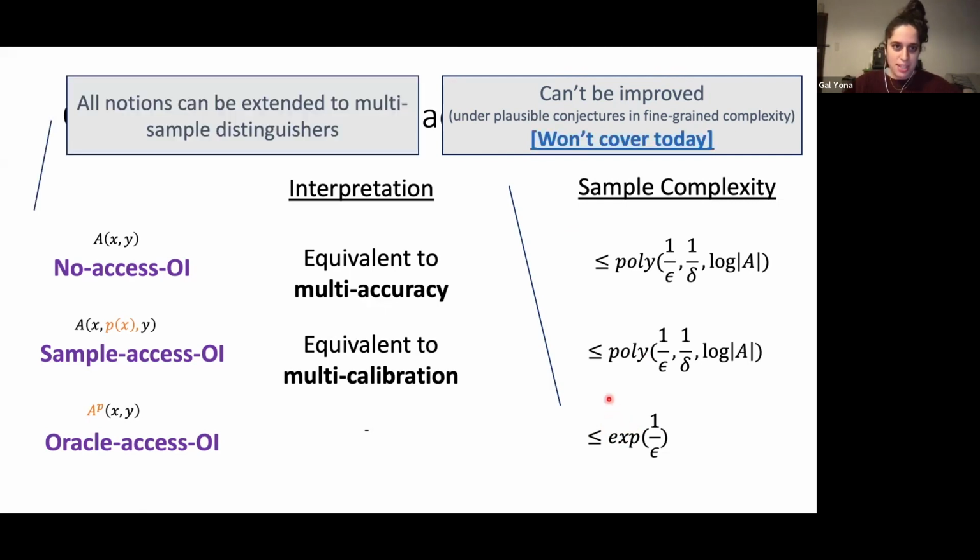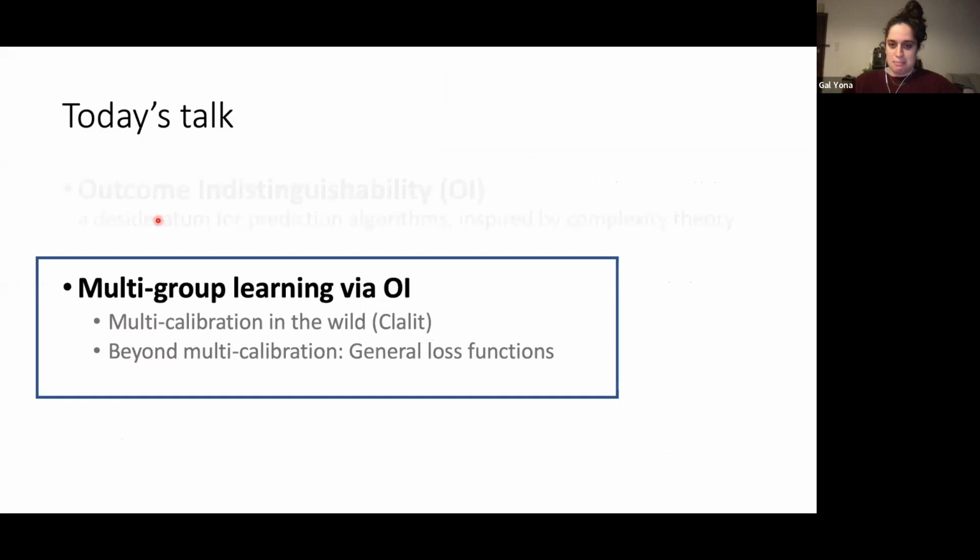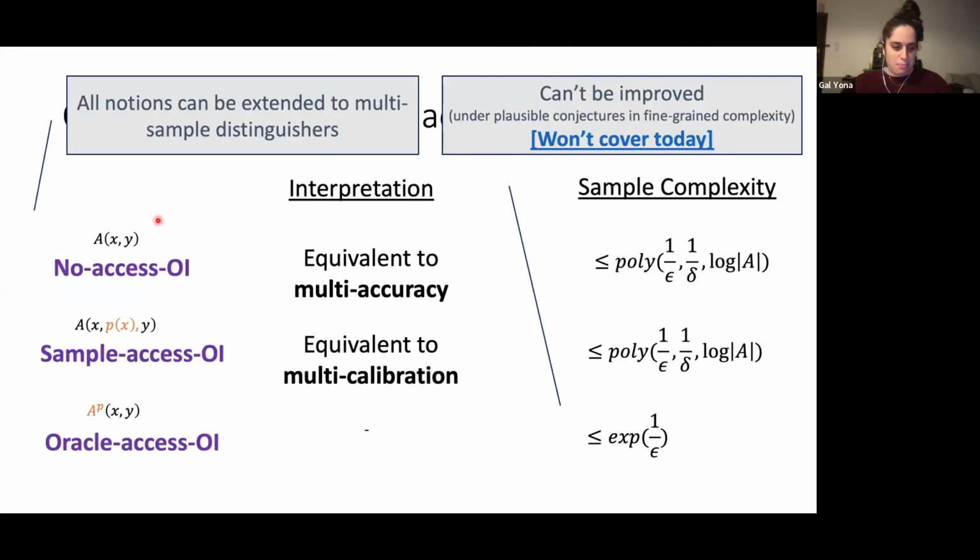So that's one thing. I also want to mention that all of these notions, I've defined them for single sample distinguishers, but they can be extended to multi-sample distinguishers. And I'll actually make use of it in this second part of the talk. Okay, so maybe I'll stop to see if there are any additional questions.